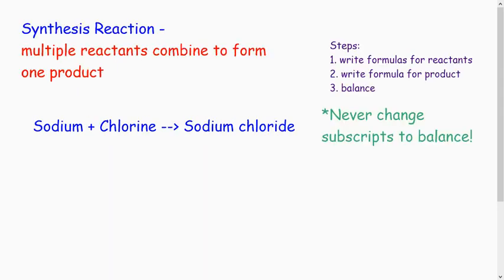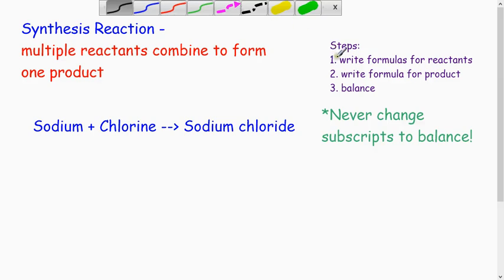A synthesis reaction is defined as any reaction where I start with multiple reactants and those combine to form one product. So you're always going to have more than one thing on the reactant side, but only one substance on the product side. The reaction we're going to start with is sodium plus chlorine forming sodium chloride.